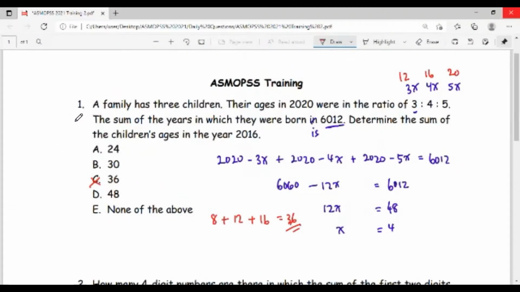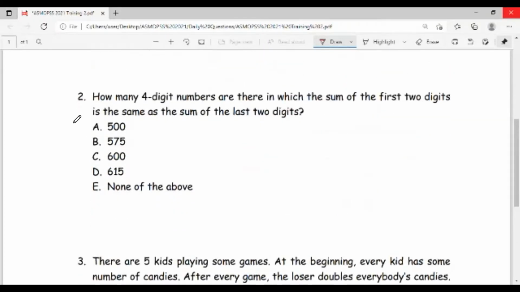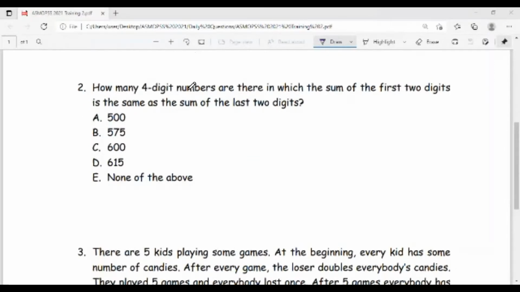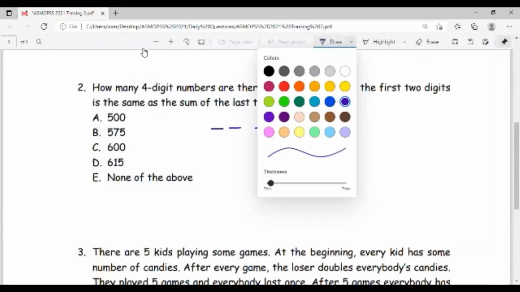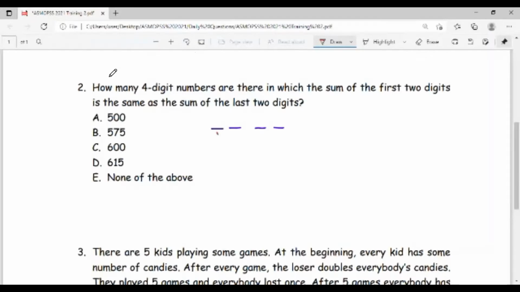Okay, now number 2. How many 4-digit numbers are there in which the sum of the first 2 digits is the same as the sum of the last 2 digits? Since the sum of the first 2 digits must be the same as the sum of the last 2 digits, I will break it down into 2 groups, the first 2 digits and the last 2 digits. If we are looking for the sum, the sum can start from 1. That means the number is 1, 0. 1 plus 0 is 1. And then the last 2 digits can be 1, 0 or also 0, 1.